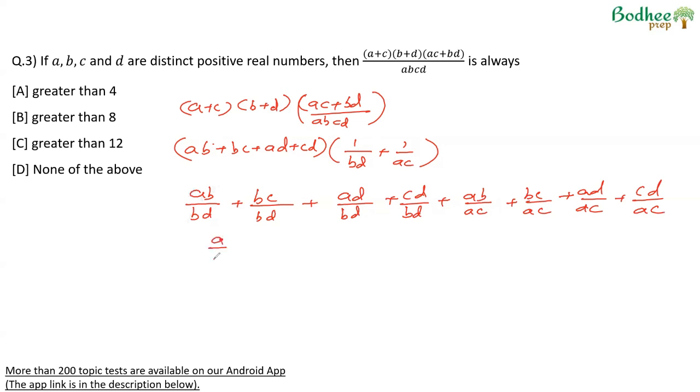B and B cancel, A by D. B and B cancel, C by D. D and D cancel, A by B. D and D cancel, C by B. A and A cancel, B by C. This becomes a pair. B by C. C and C cancel, B by A. A by B, B by A also becomes a pair.